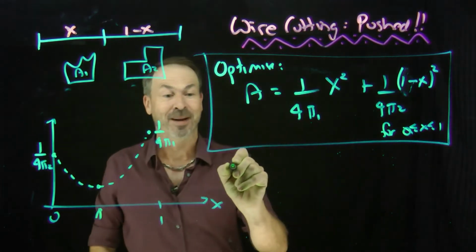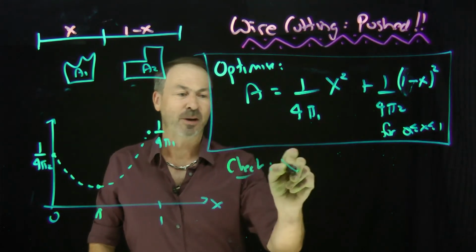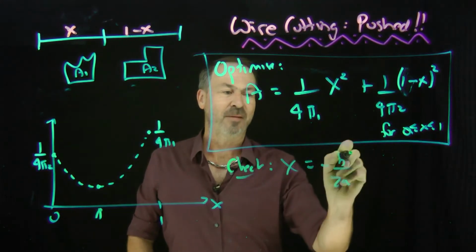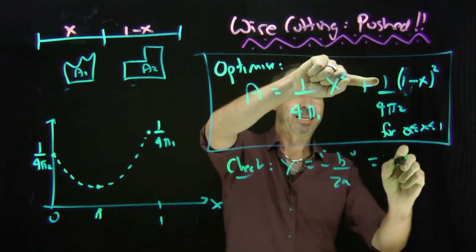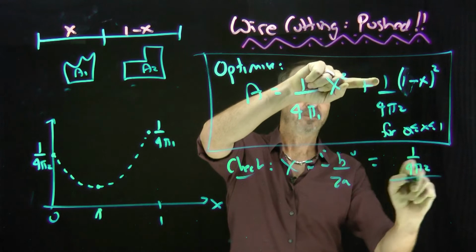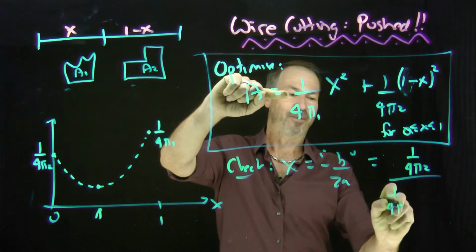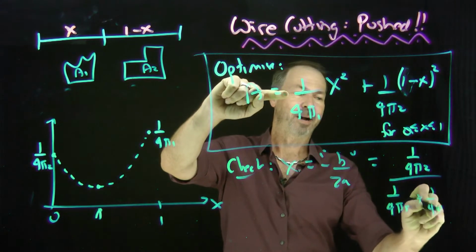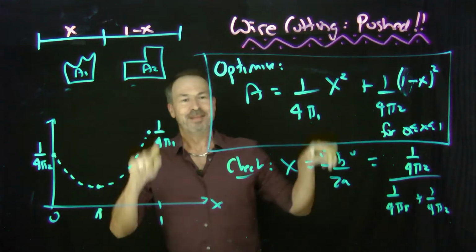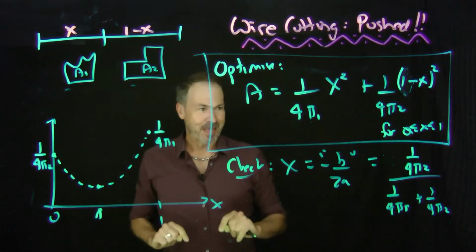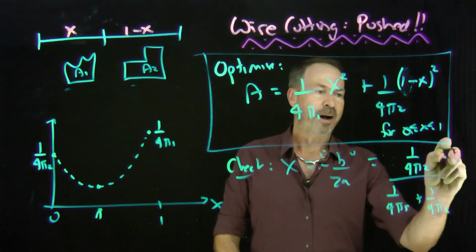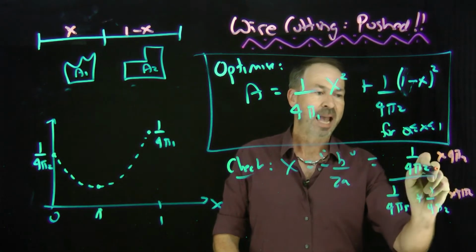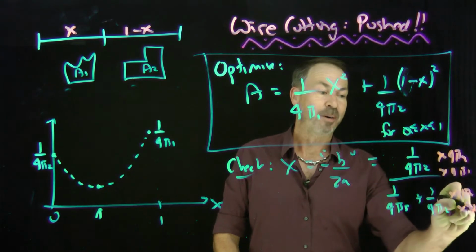But I do remember, so check me on this, when I do x equals negative b over 2a on this formula, I only get beta over alpha plus beta. I get 1 over 4 pi 2 over alpha plus beta, 1 over 4 pi 1 plus 1 over 4 pi 2. All right, that's where the minimum is. Double check me on that, but that looks beastly right now. So let me multiply the top and bottom by 4 pi 2 and also by 4 pi 1.